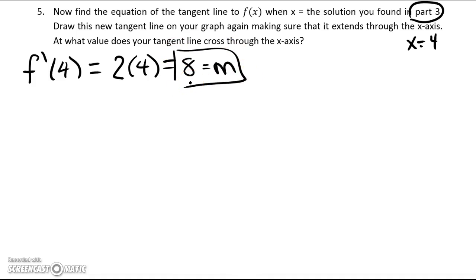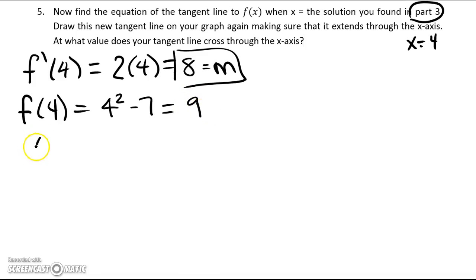We also need the point that corresponds to this. That means at f of 4. Remember, our original function was to take x and square it and subtract 7. That gives us 16 minus 7, which is 9. So we end up then getting the coordinate (4, 9).